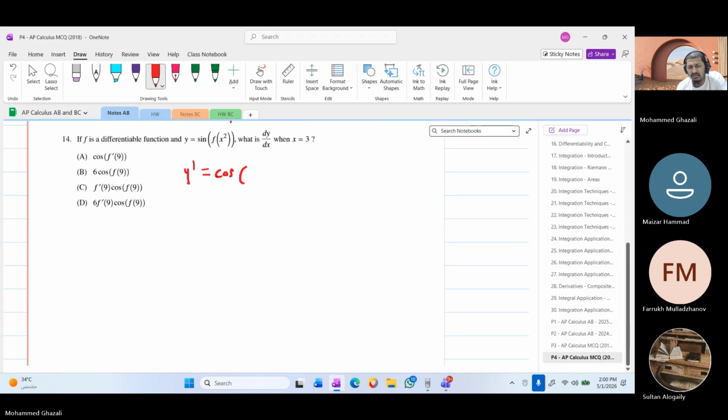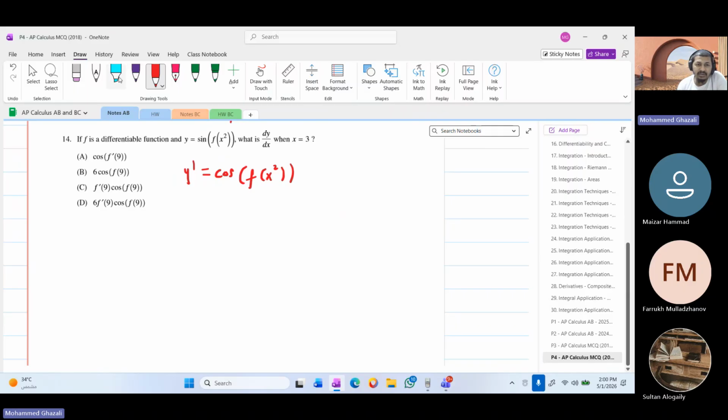You get cos, f prime. Negative cos? Not negative, cos. The integral of sine is negative cos, but there is differentiation here, remember. So cos f of x squared. If you differentiate anything starting with a c, then it's negative.